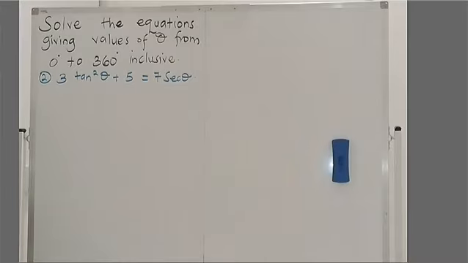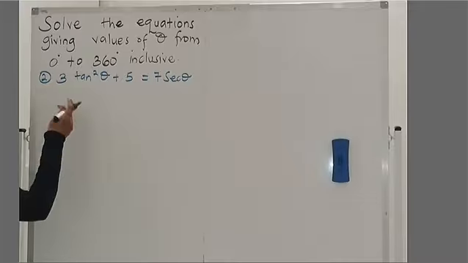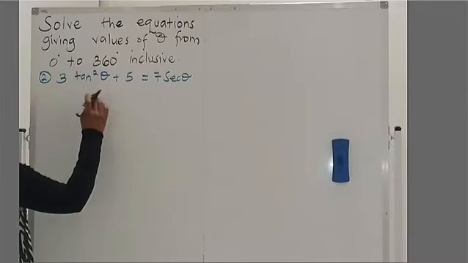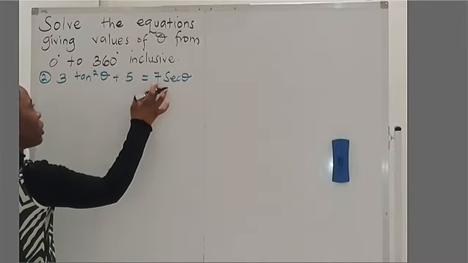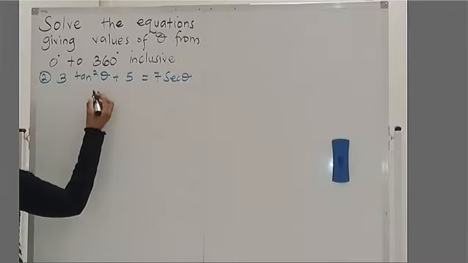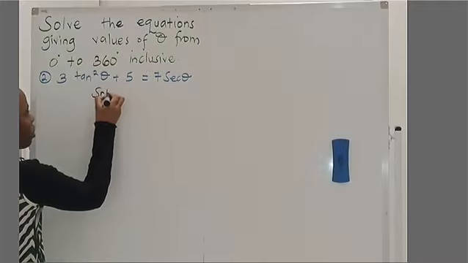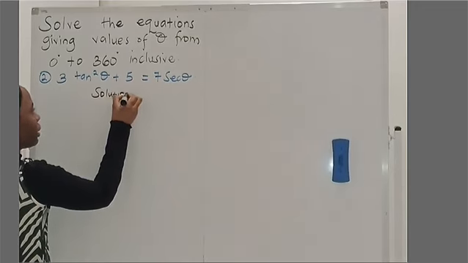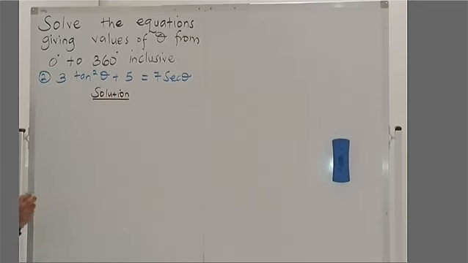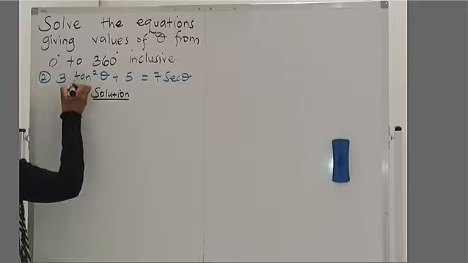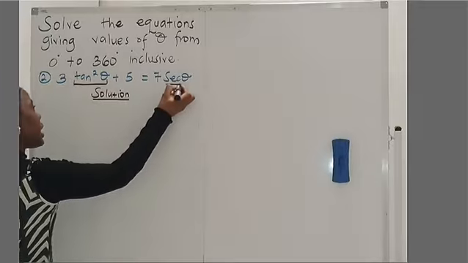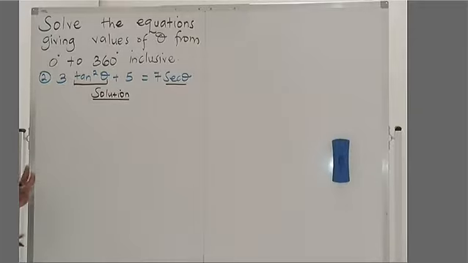Okay, next we are supposed to solve this equation. We have 3 tan squared theta plus 5 equaling to 7 sec theta. In our solution, you look critically and check what you have to help you get what you want. Now, we have tan squared theta and we have sec. We are going to play along with our trig identities.